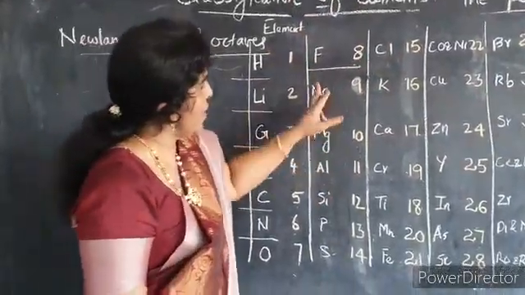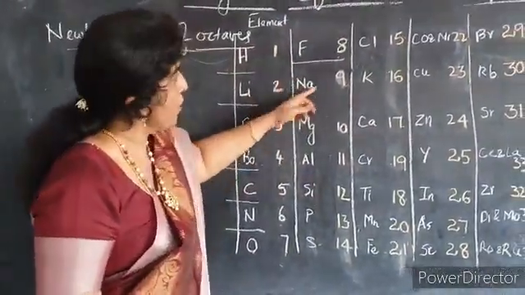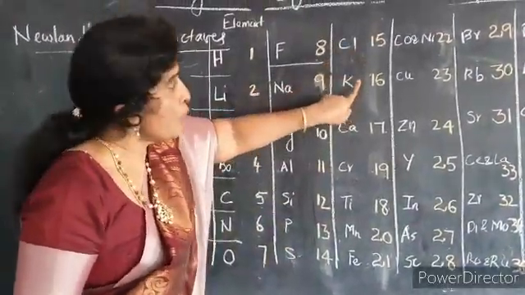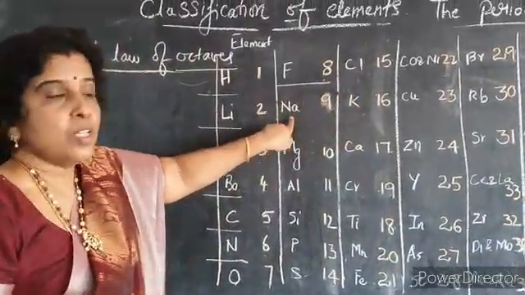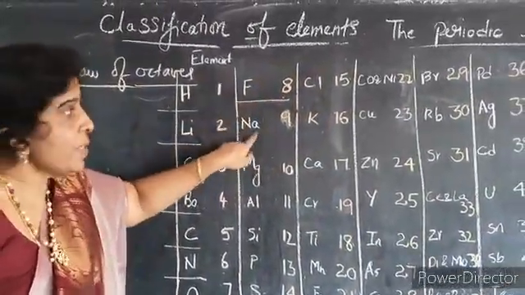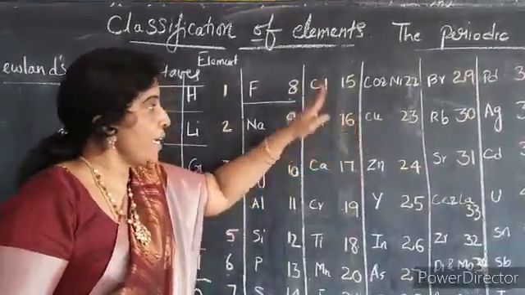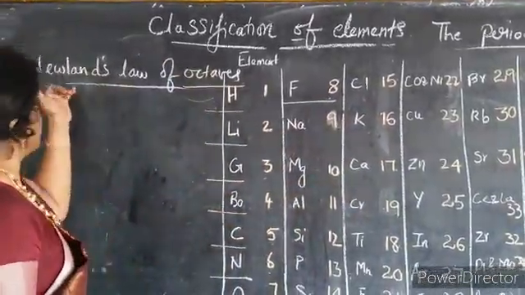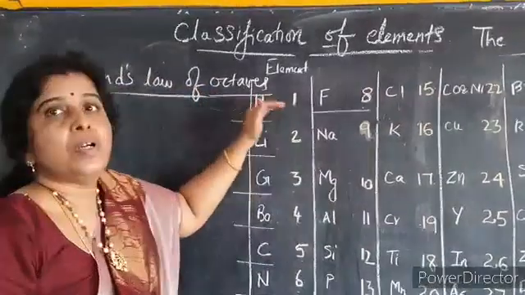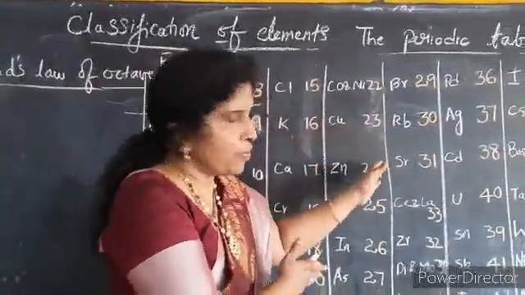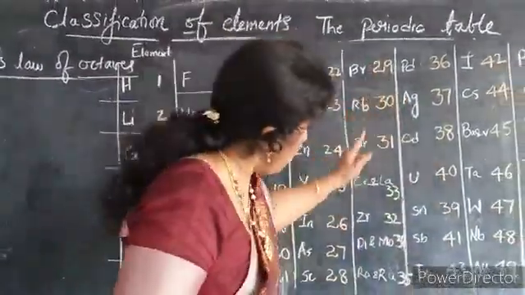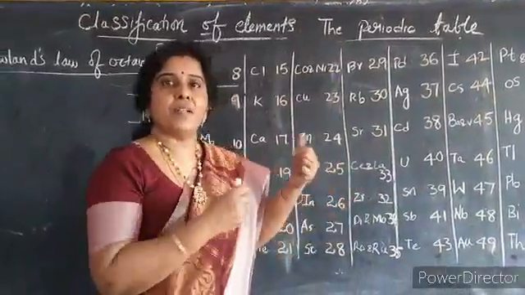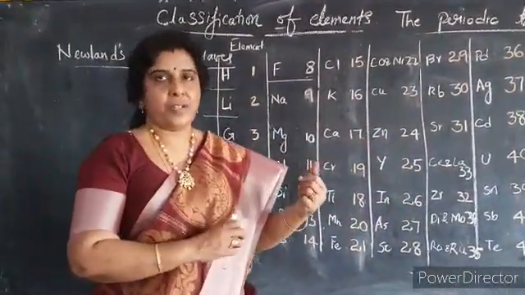You can start from any other element, for example, sodium. Take sodium. 1, 2, 3, 4, 5, 6, 7, 8. So potassium is the 8th element for sodium. So potassium will resemble sodium in chemical properties. So every 8th element resembles the properties of the first. Therefore, this statement is known as Newlands' Law of Octaves. So in this table you can start from any element, count down the vertical column and then go up and count. Everywhere the 8th element will resemble the properties of the first element.